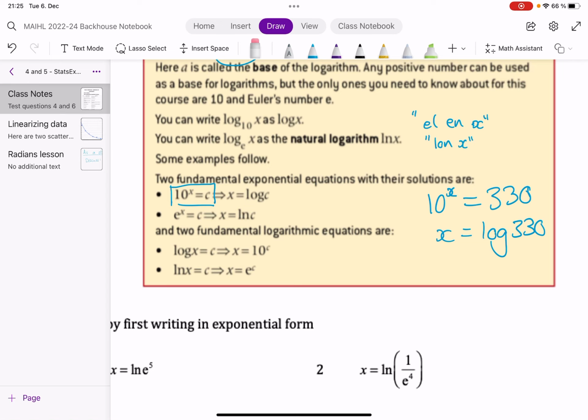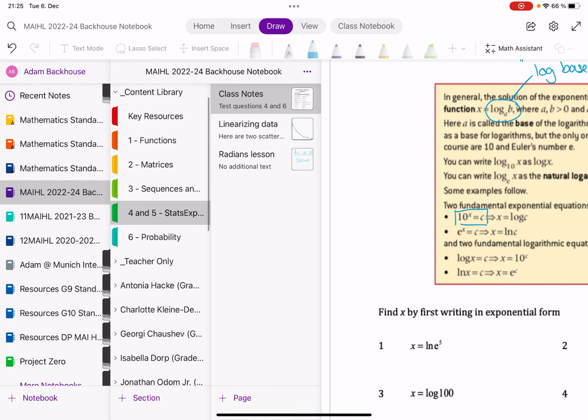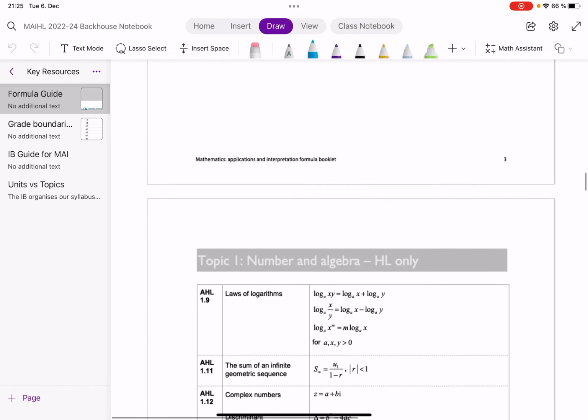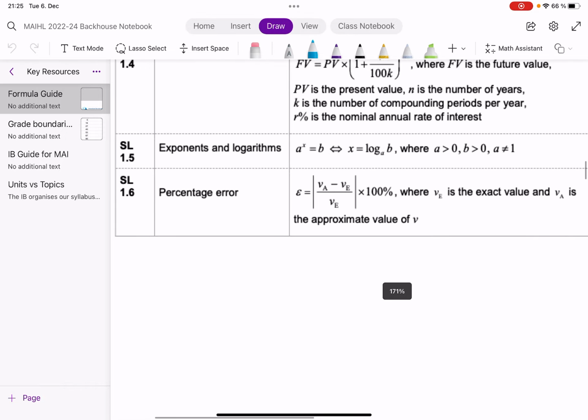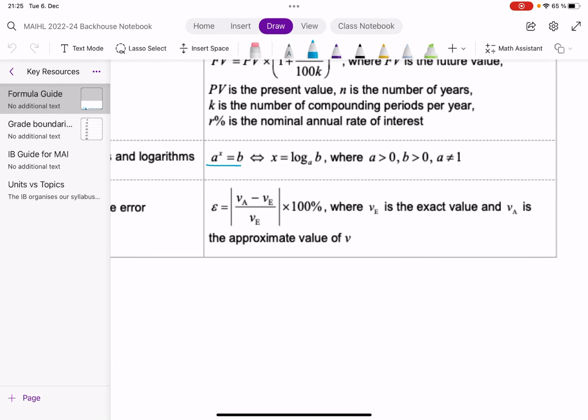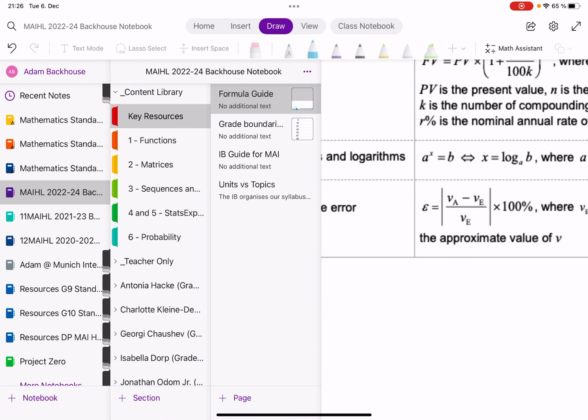Equally, same idea if we're talking about the base e, but I'd use ln. Okay, this relationship is in your formula guide. We're in topic 1 because we're dealing with a number and algebra topic, and it's in the SL section. So here it is, SL 1.5, and you can see this is the equation we've been talking about, and this is the equivalent equation. Obviously, you might have instances where you want to move from the right to the left. Maybe the thing you're trying to solve is either A or B, and you want to rewrite it as the left-hand equation.